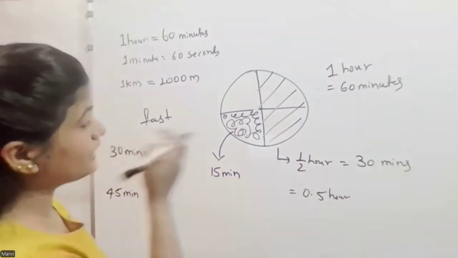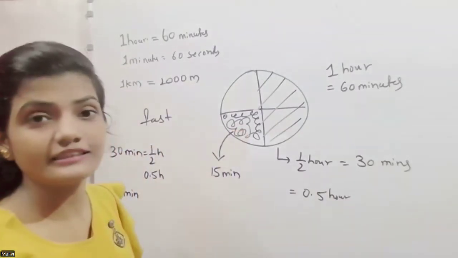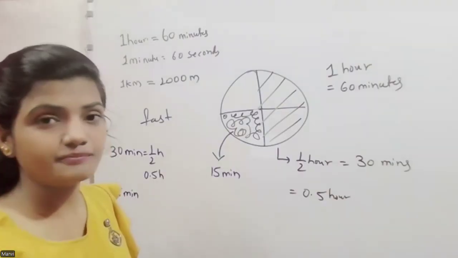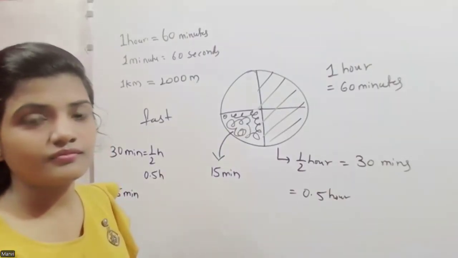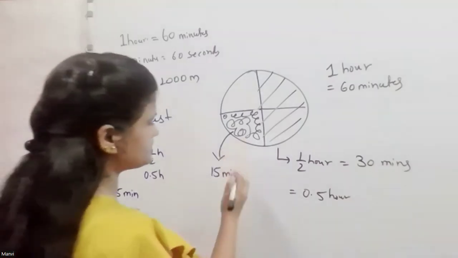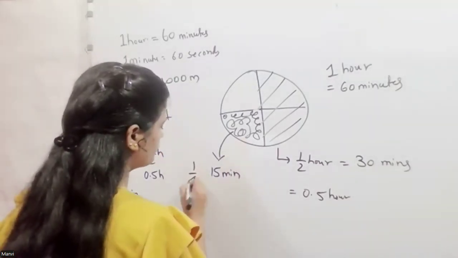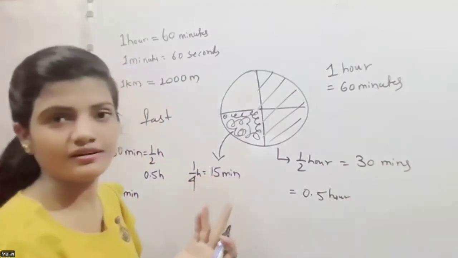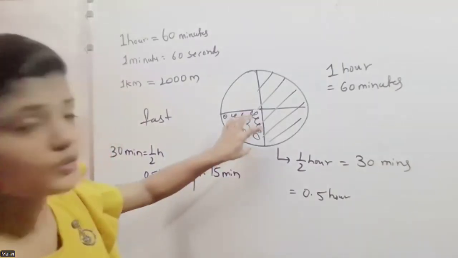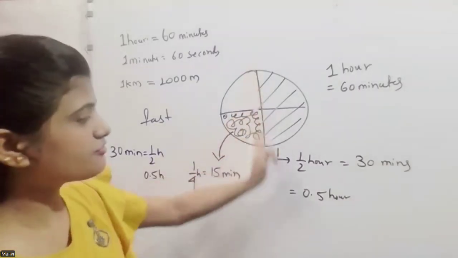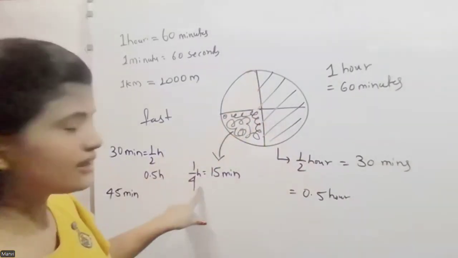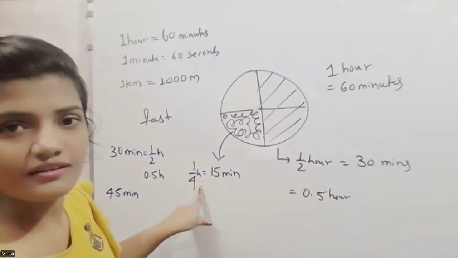Okay. If we want to write this in hours, then how many hours is it? You can say in fraction as well. This is 1/4, Kavya, 1/4. In fraction, we can say this is 1/4. This is half, so half hour. This is quarter, so quarter hour. Right?